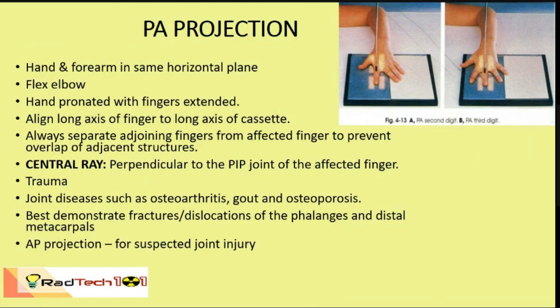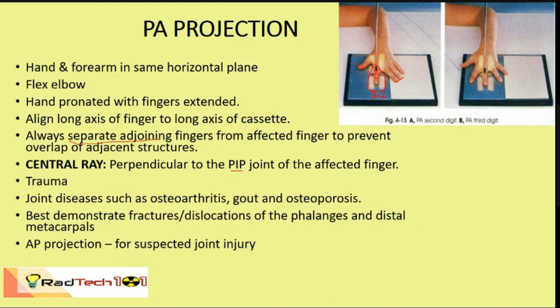So the central ray is perpendicular to the pip joint of the affected finger. So in this case, the affected finger is the second digit. So ang central ray is perpendicular to the proximal interphalangeal joint of the second digit. So perpendicular, walang angulation. Okay? So again, as mentioned here, always separate adjoining fingers. So dapat separated siya. Ito yung affected finger natin para hindi mag-overlap yung structures.